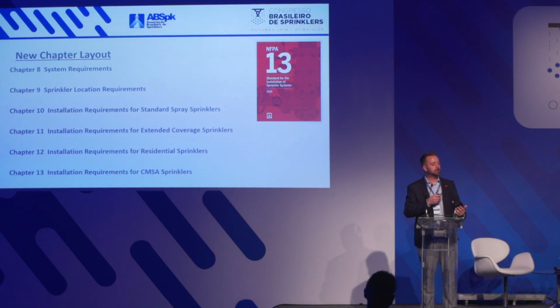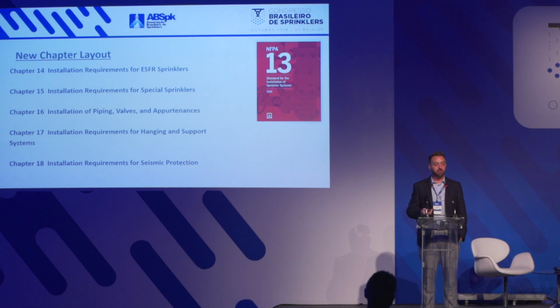So it'll take some of those questions, like if I have 13R or 13D, what do I do in 13 with residential sprinklers? All that information is located in NFPA 13 as well. Chapter 13 is for CMSA sprinklers, control mode specific application. Chapter 14 is where we have our ESFR sprinklers located. Chapter 15 is going to be requirements for special sprinklers.